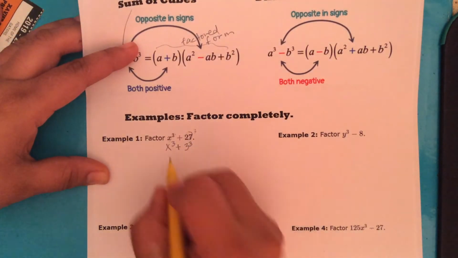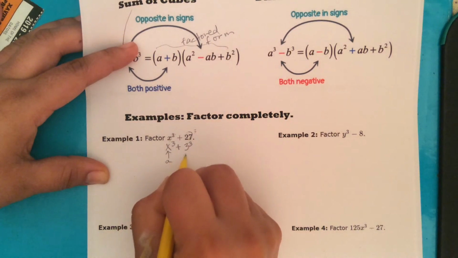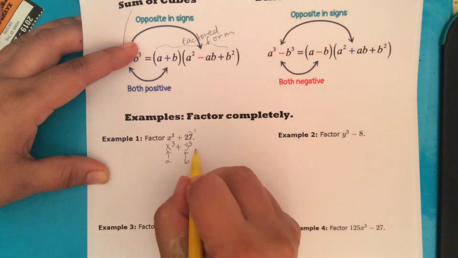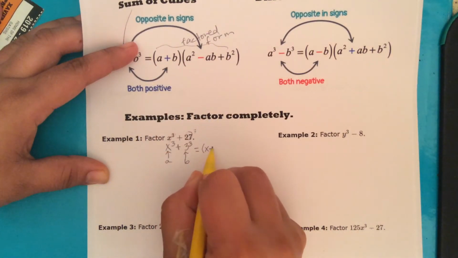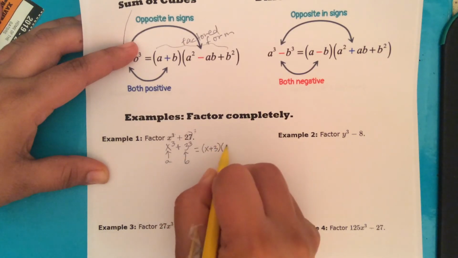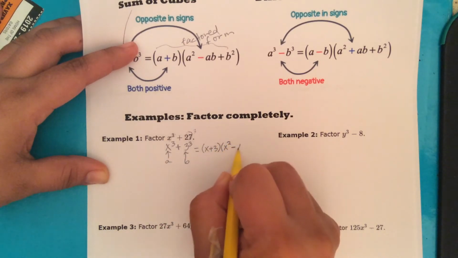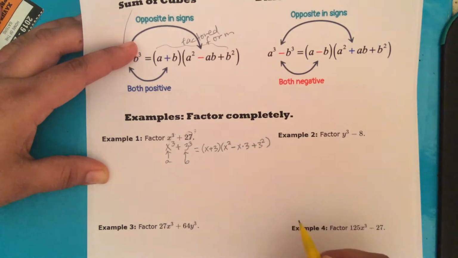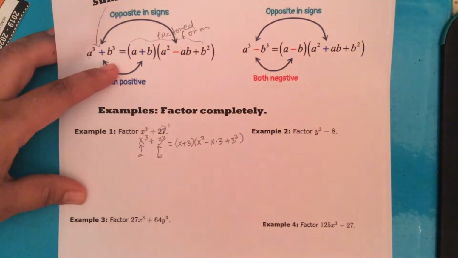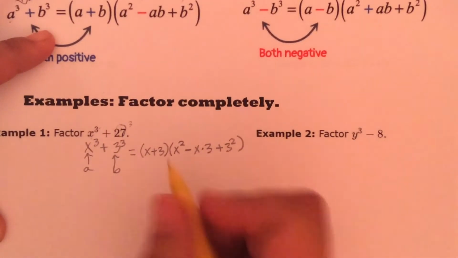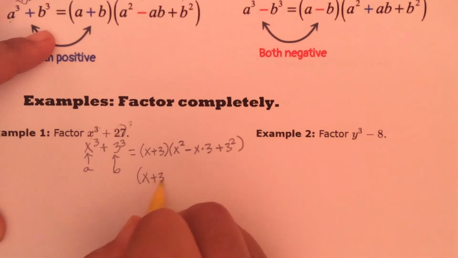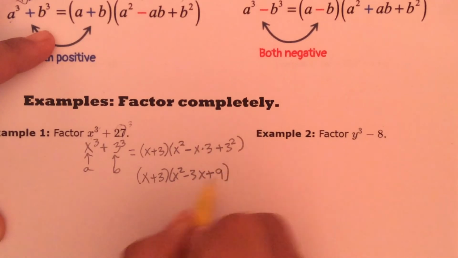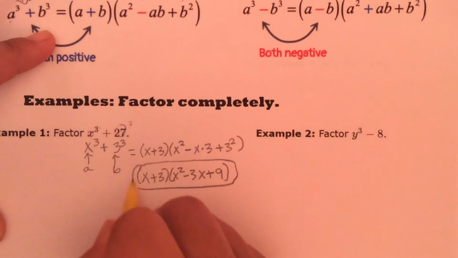Okay? So then that means that your x is your a and your 3 is your b. And then you're just going to replace them right there. So that's going to be x plus 3 times x squared minus x times 3 plus 3 squared. And then what you're going to do is you're just going to clean this up right here. So then that's going to be x plus 3 times x squared minus 3x plus 9. So this is your final form of factoring.